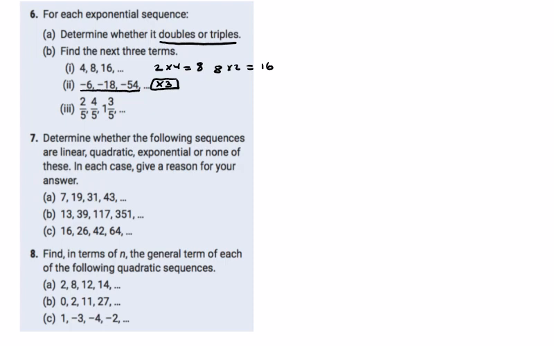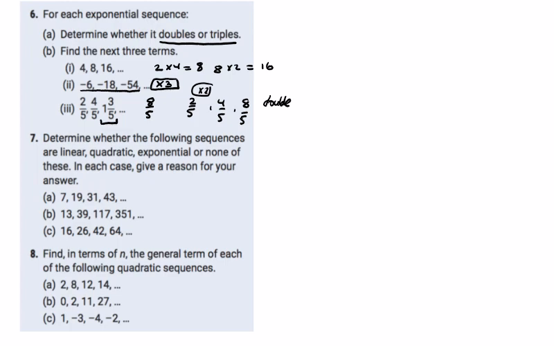And this one here, how do I go from 2 over 5 to 4 over 5 to 1 and 3 over 5? So let's write this one as a fraction. That's going to be 8 over 5. So we have 2 over 5, 4 over 5, and 8 over 5. You can see if you multiply each one by 2, it's going to double. So this one is doubling. Middle one's tripling. First one's doubling.